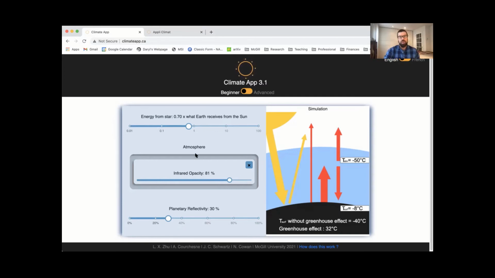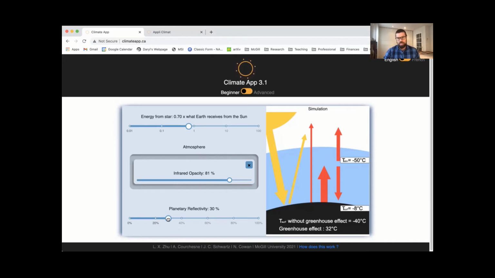If the Earth was receiving 70% as much flux from the sun as it receives now, and yet we know that the surface was actually about as warm as it is now, then what gives? Like, what must have been different in the past? And so they can try moving sliders around.